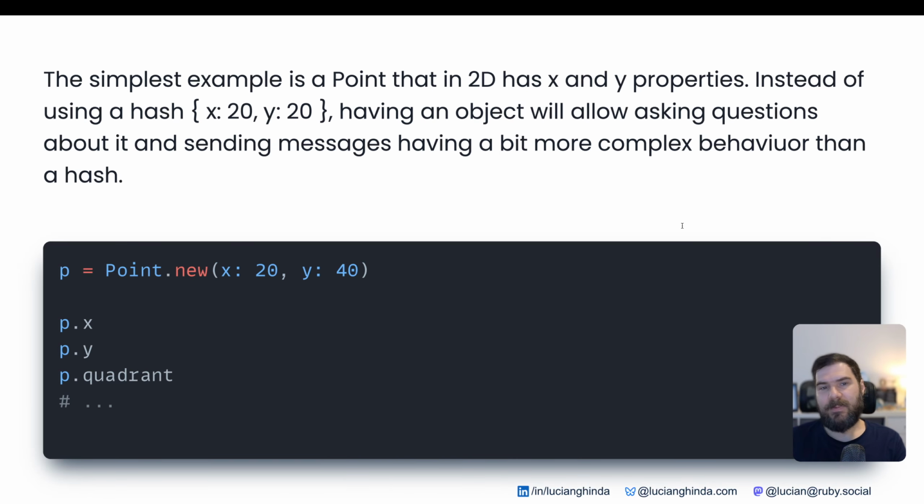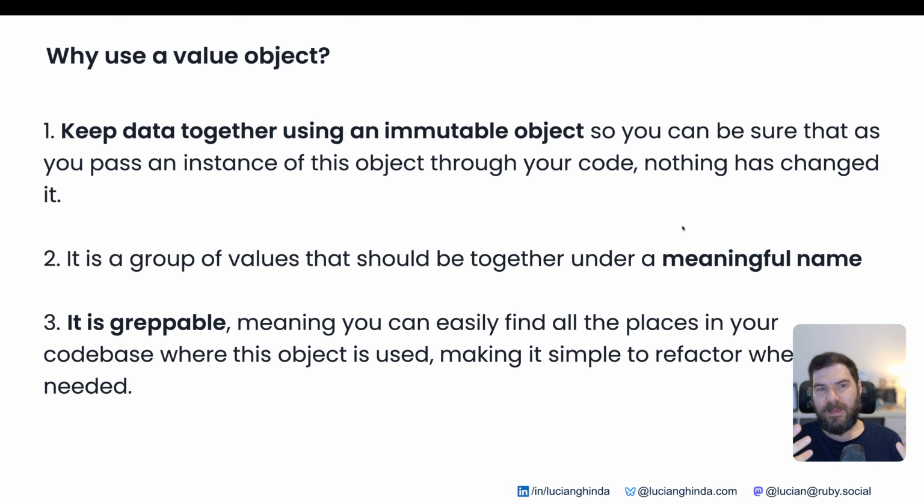Now, here is a simple example. If you think about a point in 2D, you always have to carry around X and Y properties. So instead of just writing a hash, you can have an object that will allow you to ask it questions or send messages and have a bit more complex behavior. For example, you can define a method called quadrant, and then you can find out in which quadrant that point is defined.